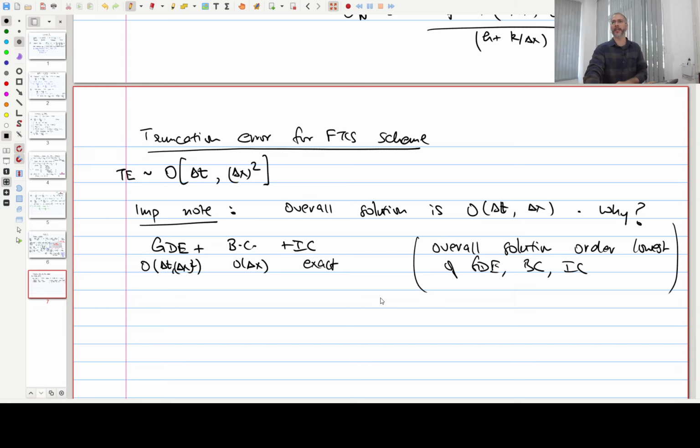It's a very important idea, because ultimately it's the overall solution's accuracy that matters. So it's actually quite important to spend that extra energy in making the boundary conditions second order, otherwise there is no point doing second order for all the interior points. The solution takes the behavior of the boundary conditions, I mean the lower order one of the two.